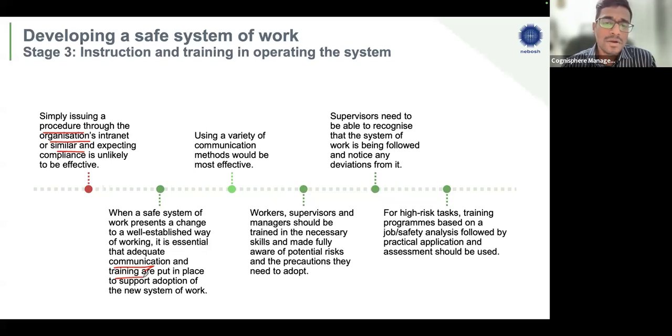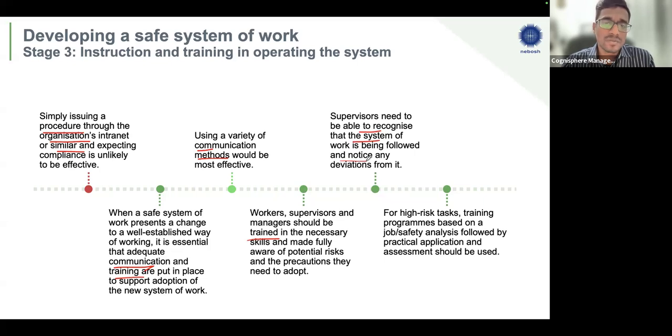So use a variety of communication methods would be most effective. Okay. So if it's a very complex procedure, then a simple verbal information will not help, or even a written document as a standalone will not help. So you may require additional training to be imparted to those people. Okay, and then workers, supervisors, and managers, they should be trained in the necessary skills and made fully aware of the potential risk.